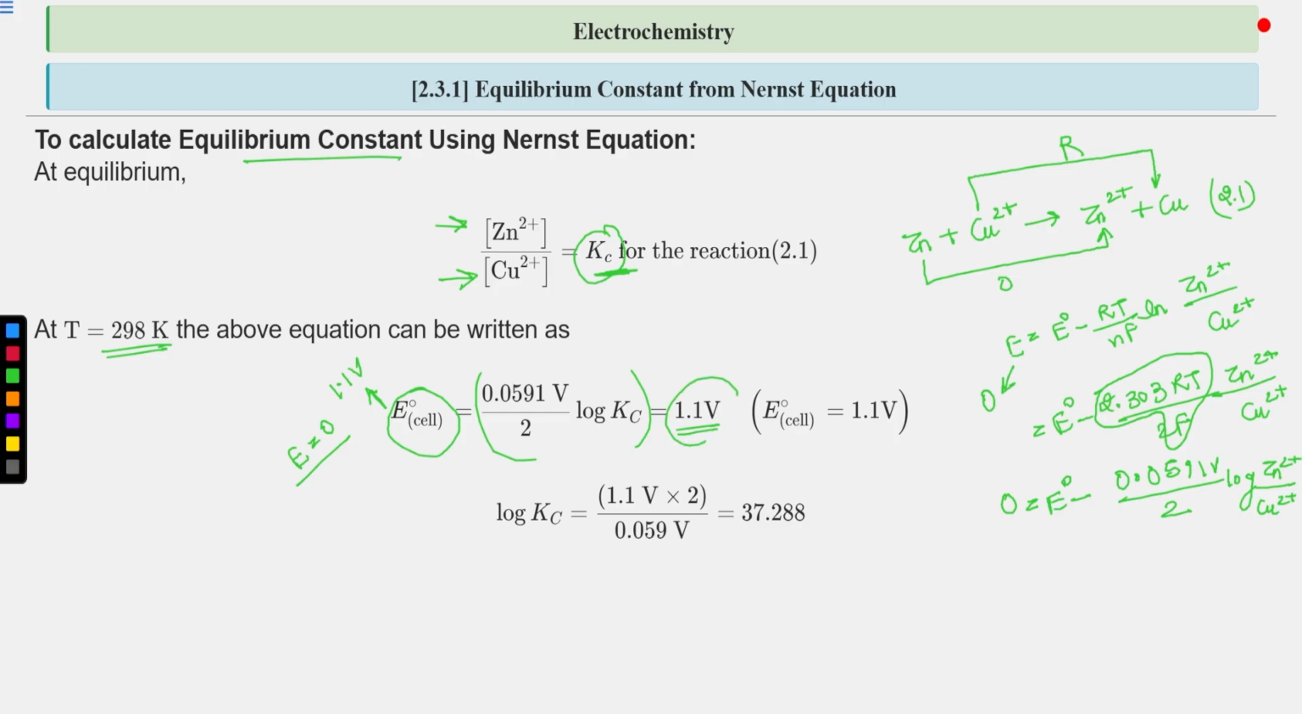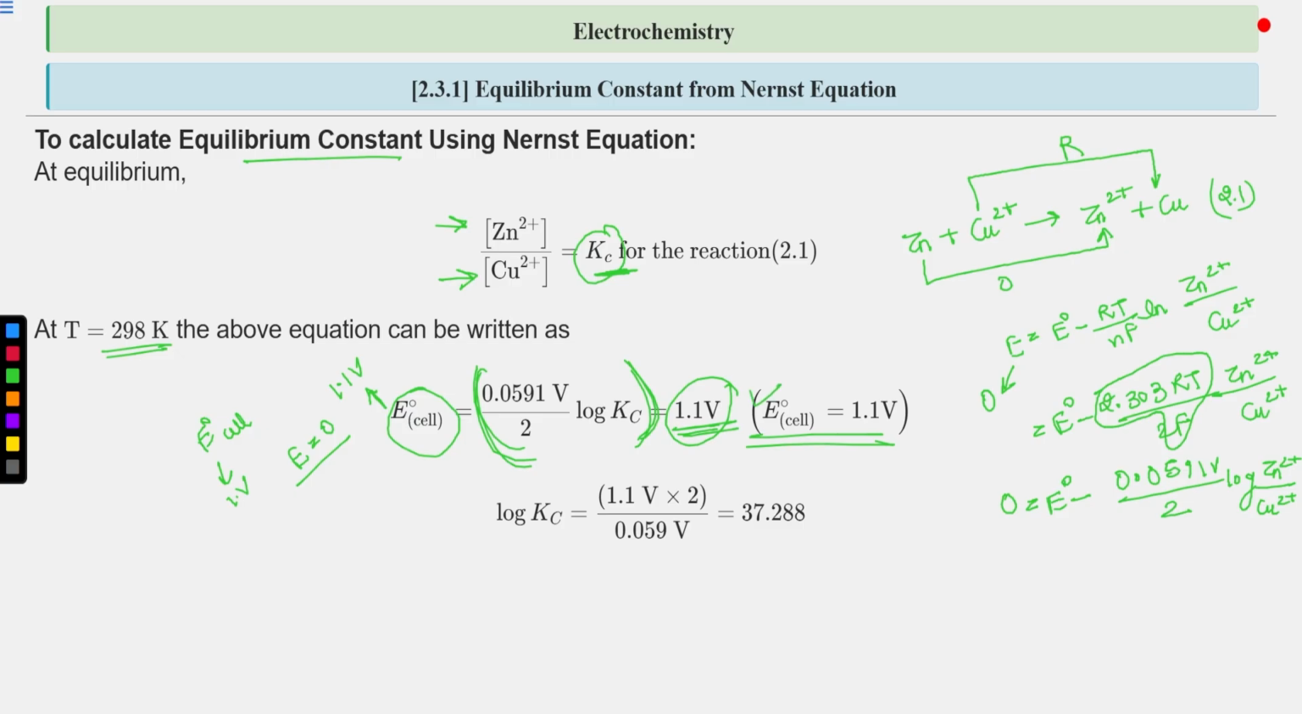Now how does this 1.1 volt come? The value of E naught of cell at the equilibrium position is 1.1 volt. So E naught cell equals this whole term, and E naught of cell is also 1.1 volt. That means this term will also equal 1.1 volt, because E naught of cell is 1.1 volt. This value is also given.